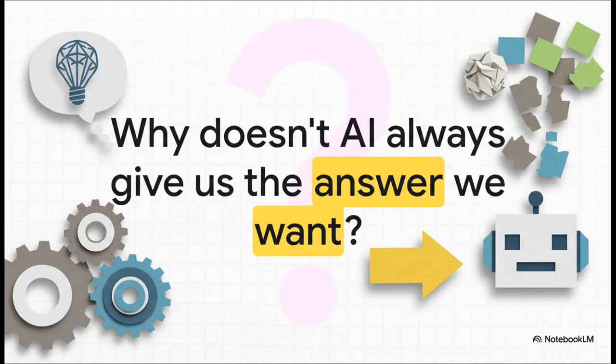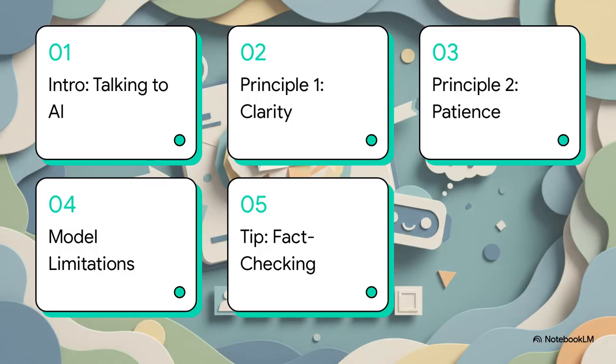You ask an AI for something very specific, and what you get back is, well, it's generic, or not helpful, or sometimes just flat out wrong. It turns out the problem usually isn't the AI, it's how we're asking. So how do we fix that?